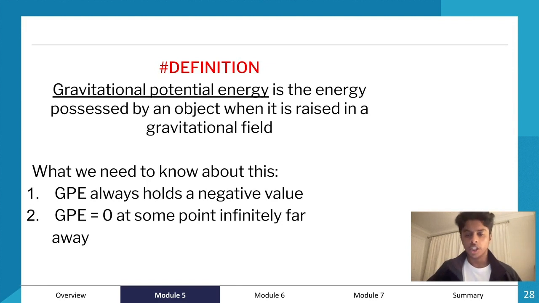That is because GPE originates, or equals 0, at some point infinitely far away. And so the further away we get from it, the more negative we are, right? So we're in the negative values. Because we're talking about gravitational potential energy being zero at a point infinitely far away from the point that we're measuring from, GPE will always hold a negative value. That doesn't mean the change in GPE is different, because the change in GPE can be positive, but GPE standalone is always a negative value.